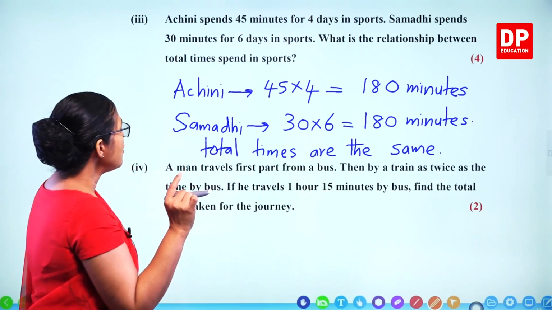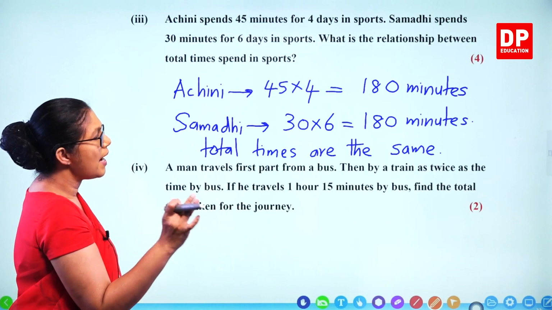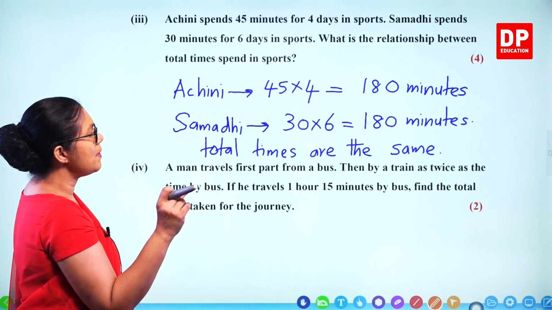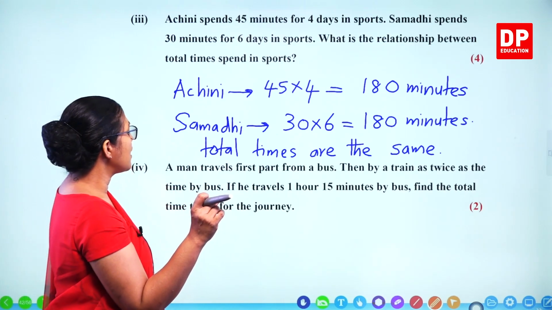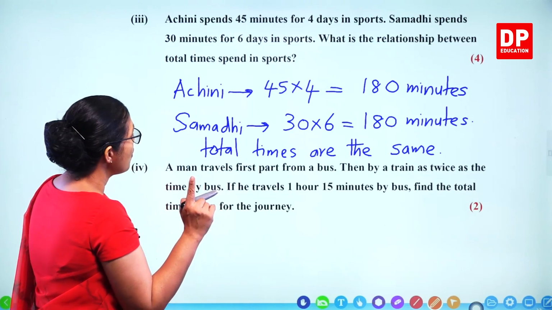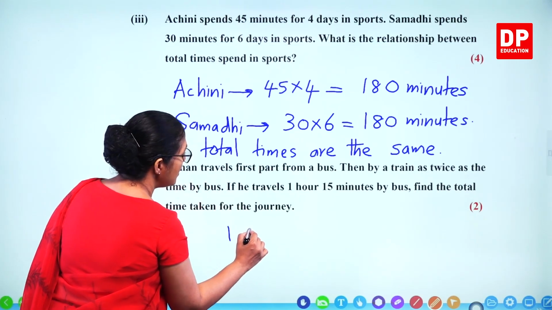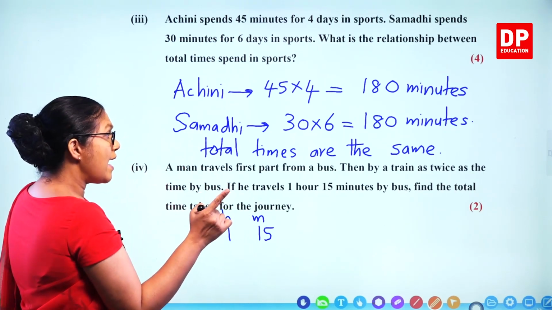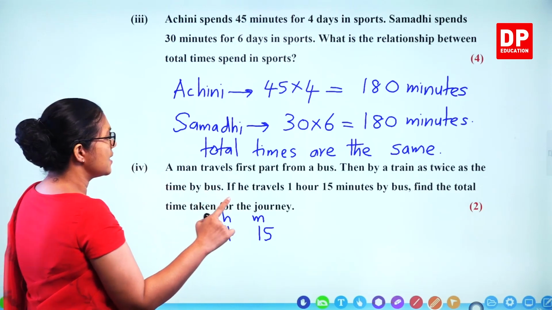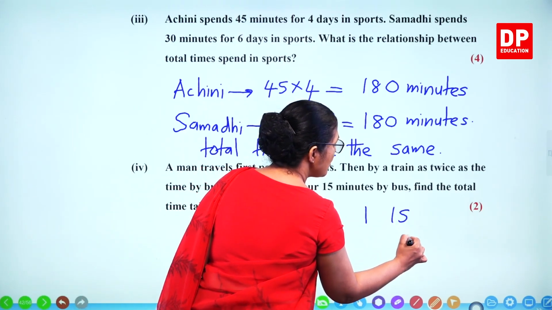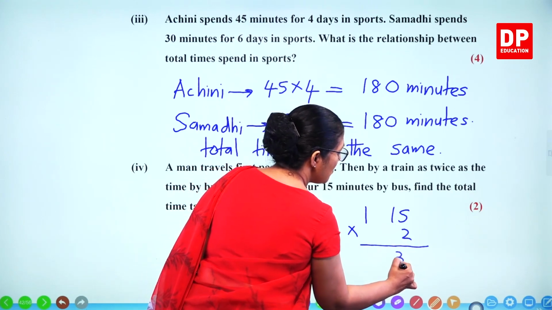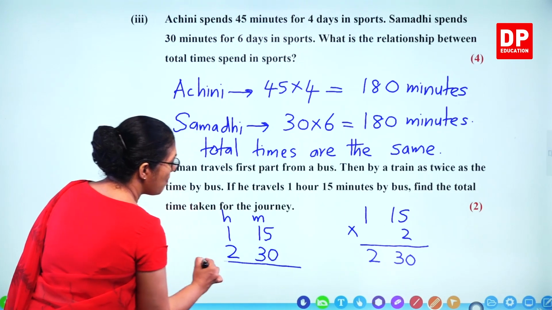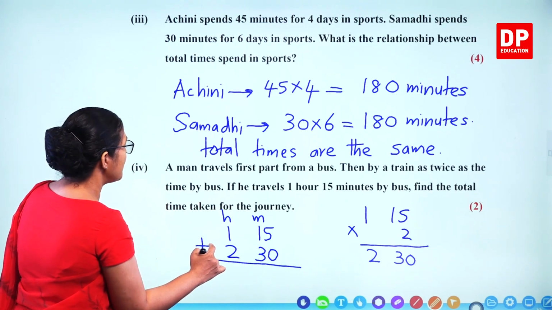Next one. A man travels first part by bus, then by train for twice the time taken by bus. If he travels 1 hour 15 minutes by bus, find the total time taken for the journey. So by bus, that's 1 hour 15 minutes. Then by train twice the time by bus. So multiply by 2. 30 minutes here, 2 times 1, 2. 2 hours and 30 minutes. That's multiplied by 2.